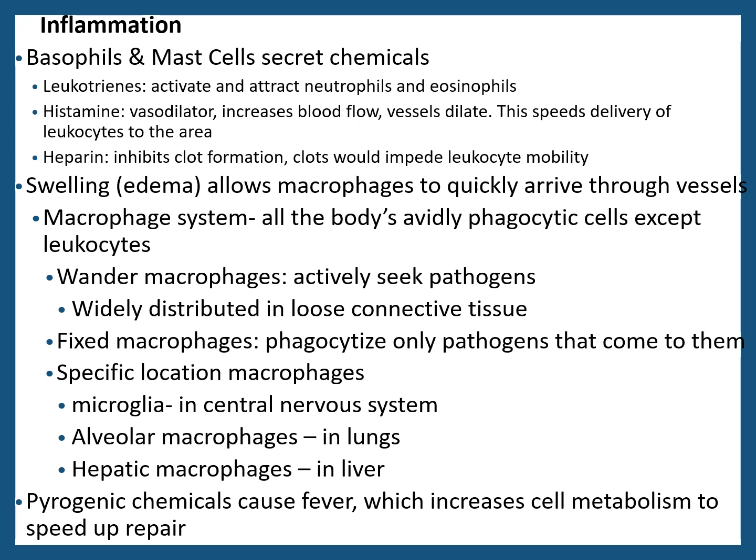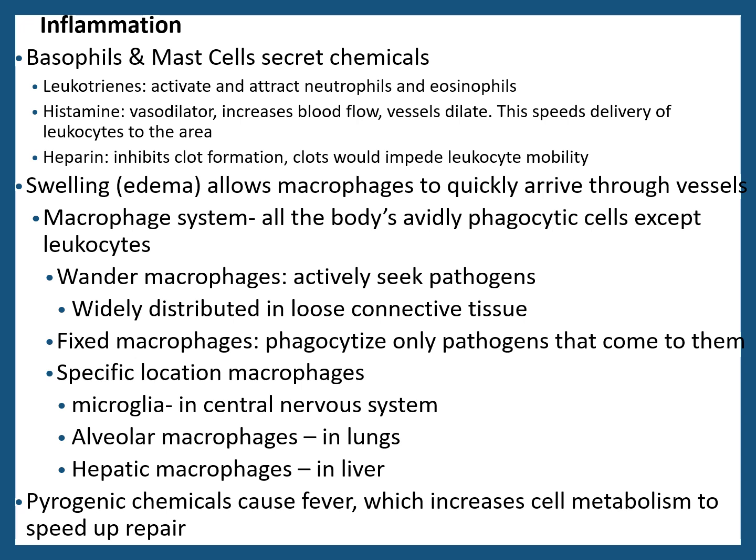And then you have specific location macrophages. So you're going to find specific macrophages in certain areas of the body. Like in the central nervous system, you'll have the microglia. In the lungs, you'll have the alveolar macrophages. And in the liver, you'll have the hepatic macrophages.